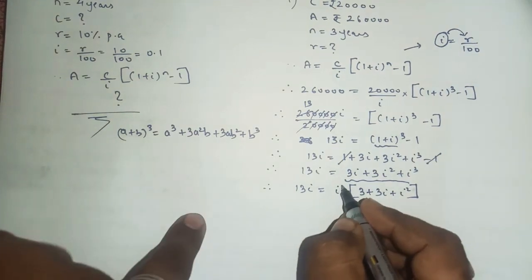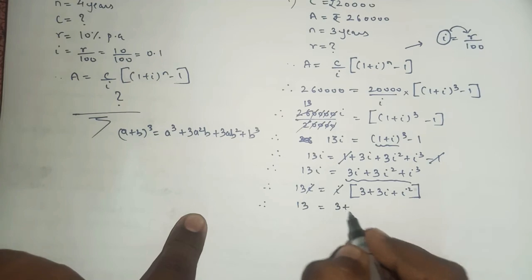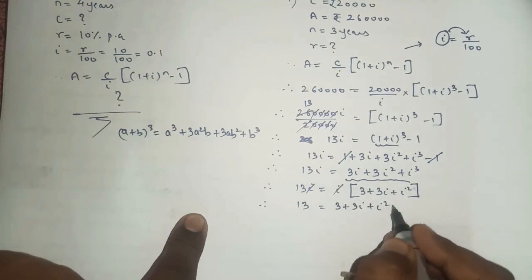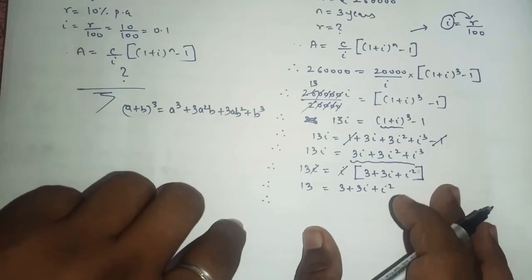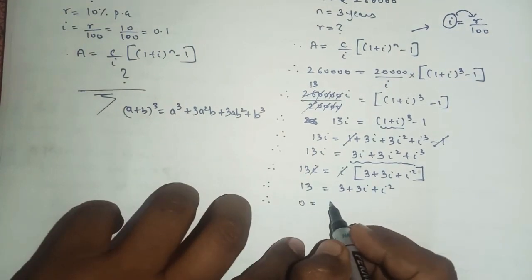Yes or no? So here I will get cancelled, so here we are left with 13 equals 3 plus 3i plus i square. So therefore we'll bring this number to the left hand side. So here you will get what?